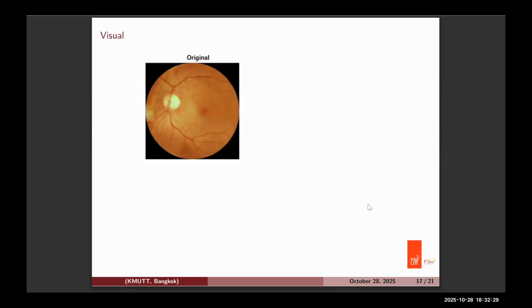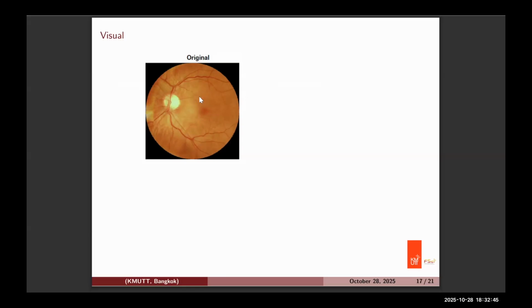So the final segment is the visualization. We try to visualize the performance of this method visually. We simply took one of the images that we considered, which is actually a melanoma image.